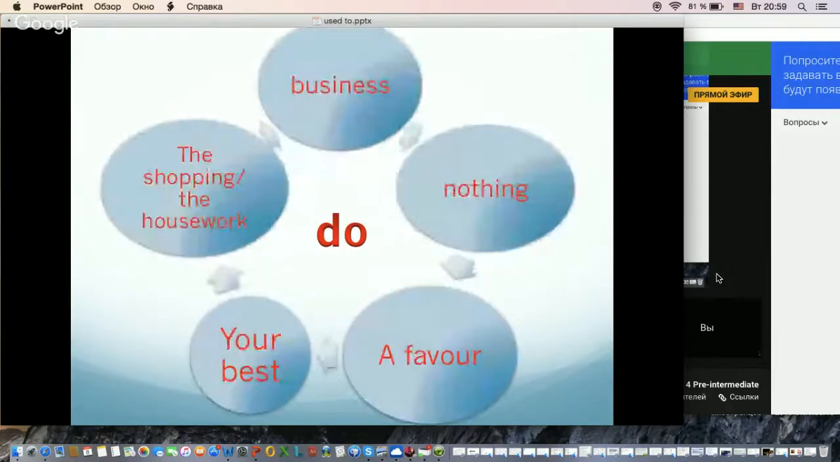And the last thing for today, so the collocations with the verb do. So, what can be used with do? Business. To do business, то есть заниматься делами, не обязательно это прям заниматься бизнесом, а именно заниматься какими-то делами. Дальше. Do nothing. Ничего не делать.